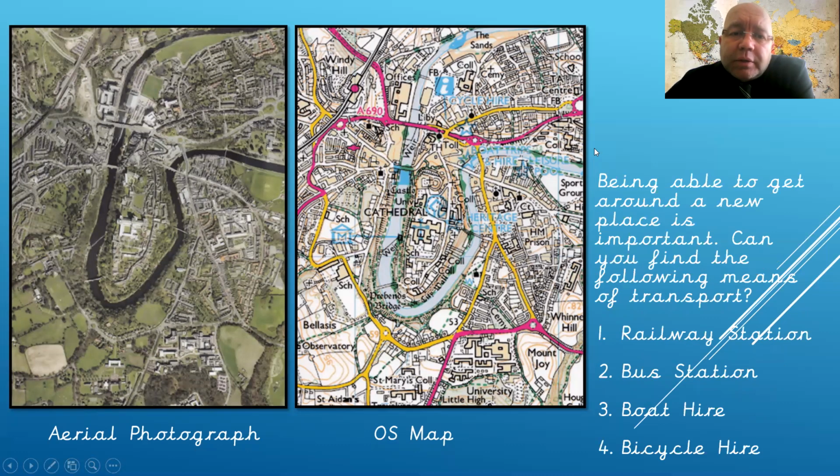Now, tying in with transport, being able to get around a city is really important. So I'm going to ask you to use your map skills now. Can you find the following means of transport? Somewhere on that map is a railway station. Can you spot it? Somewhere on that map is a bus station. Can you spot that? Where on the map might you borrow a boat? And where on the map might you borrow a bicycle? Okay, have a quick think. See if you can point those out on the map, and I will show you the answers.